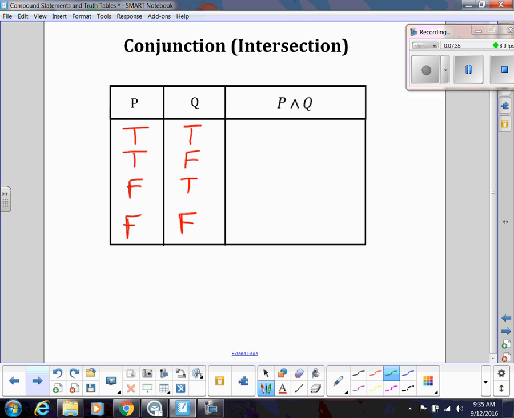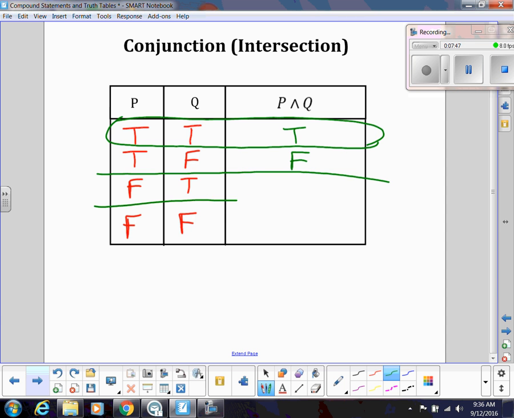So I studied and I got an A. That would be true. If you studied but you did not get an A, then that statement is not true. That's false. If you did not study and you got an A, that statement that we said for both of them happening is false. And then if both of them are false, then obviously that's false. So the only time and is true is when they're both true.